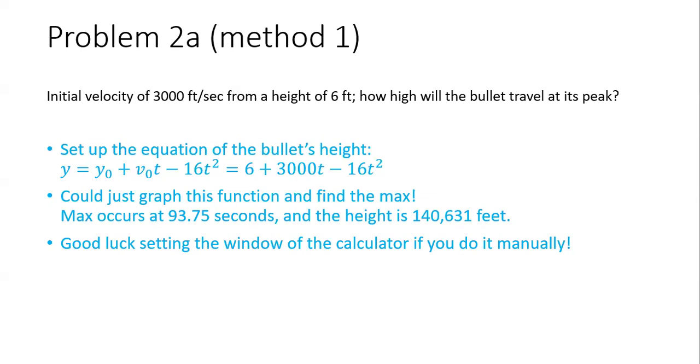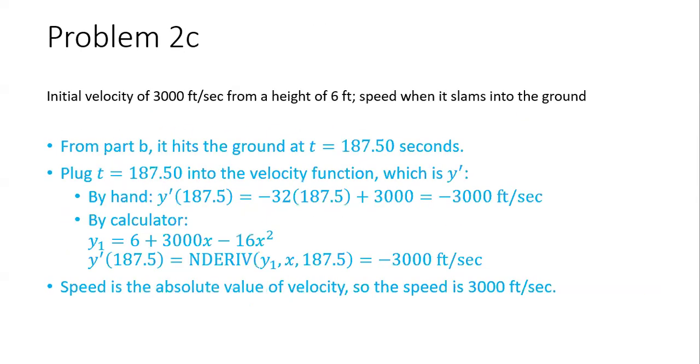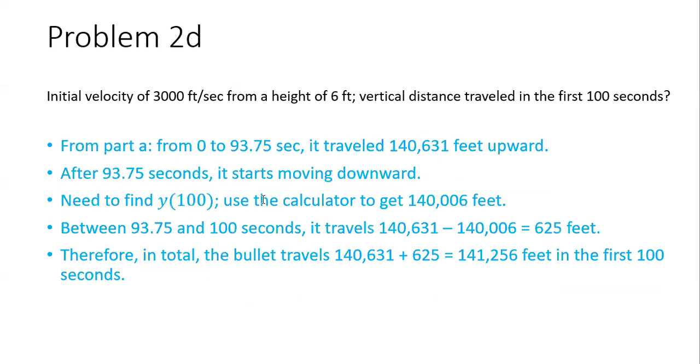Okay. So let me scroll back to part D. That's what I said here. So y of 100 is 140,006 feet. So that means from 93.75 to 100 seconds, how many feet did it travel? It's the difference between the max height and what we just found. That's 625 feet. So in total, it traveled 140,631 plus 625, and that is 141,256 feet. And that's our answer.